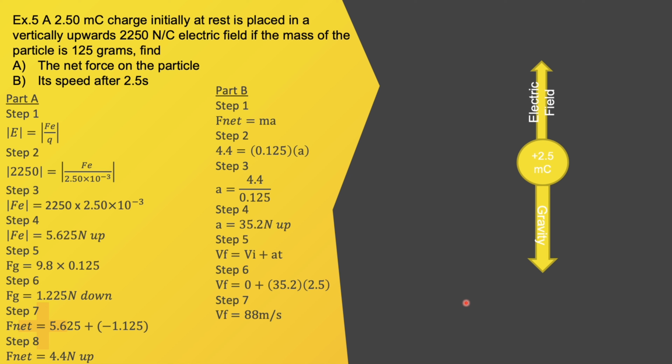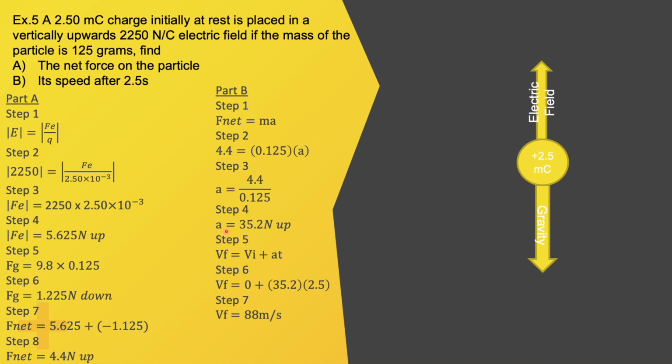Now we are going to use vector addition to figure out the net force. In step 7, we find its net force by doing 5.625 plus negative 1.125 due to gravity being in the opposite direction. This leads us to finding that Fnet is equal to 4.4 newtons upwards.